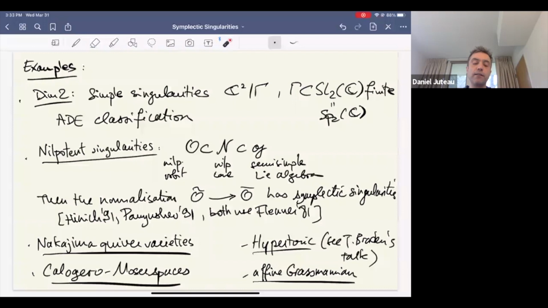Then a very nice source of examples is nilpotent singularities. This is where I come from, because since my thesis I was studying Springer theory. If you take a nilpotent orbit, a G-orbit in the nilpotent cone of some reductive group G, then the closure may fail to be normal, but you can always take the normalization. And then this always has symplectic singularities, by results of Hinich and Panyushev.